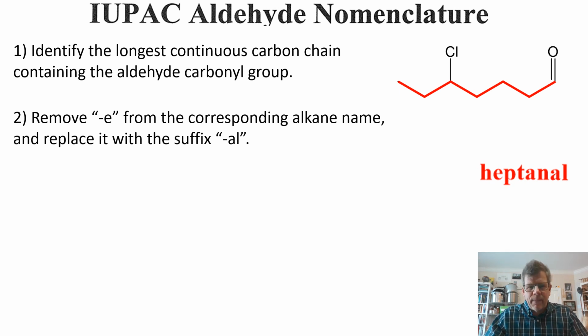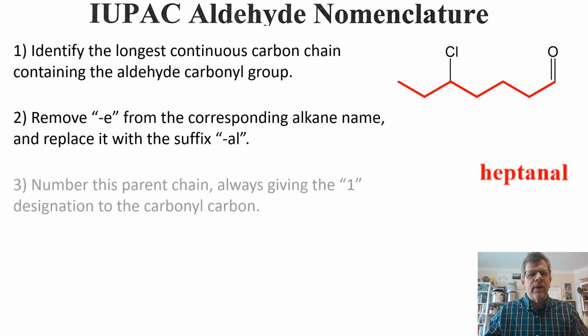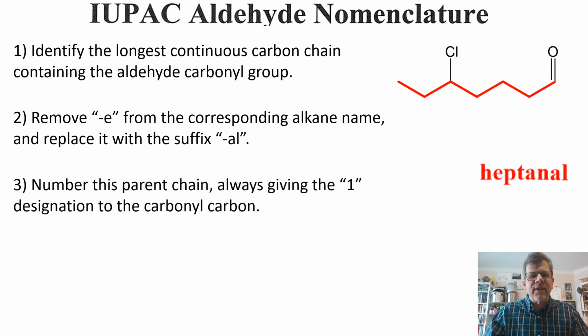So we have heptanal. The next rule is that we're going to number the parent chain, always giving that 1 designation to the carbonyl carbon over on the right. Well, that makes it easy. We don't have to think one way or the other way. Which way are we going to name it? Sometimes we do in IUPAC nomenclature, sometimes we don't. We don't with an aldehyde because the carbon of the carbonyl has to have the 1 designation. So this is how we would number that all the way to 7.